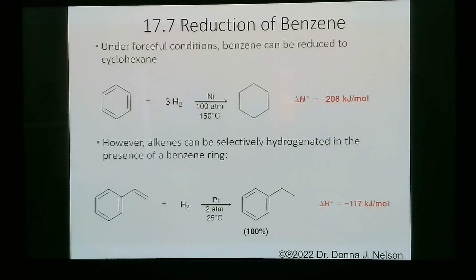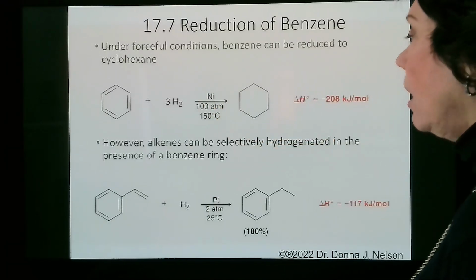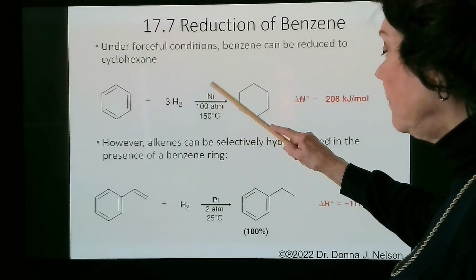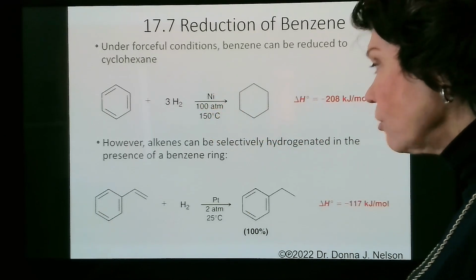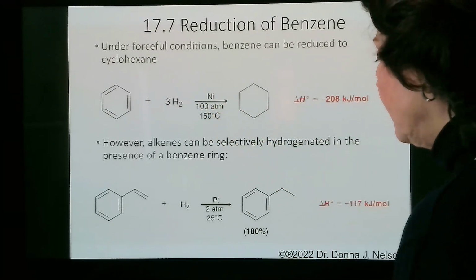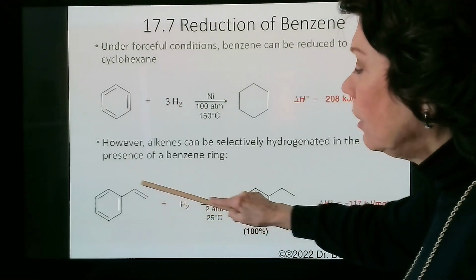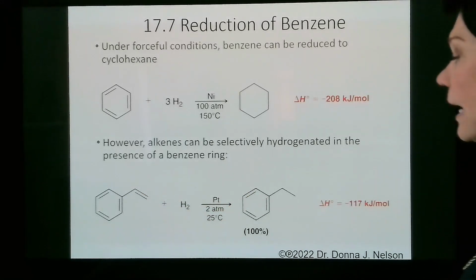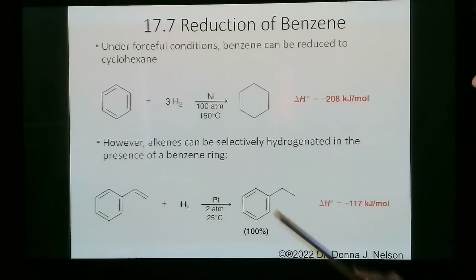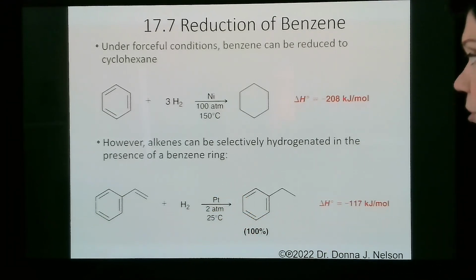Benzene can be reduced to cyclohexane, but it is a very high energy process. So one must have a catalyst, 100 atmospheres, 150 degrees centigrade. However, if you only want to reduce the carbon-carbon double bond, the exocyclic double bond, in the presence of benzene and leave the benzene ring intact, that's possible also. Just use milder conditions. It's still catalytic hydrogenation.